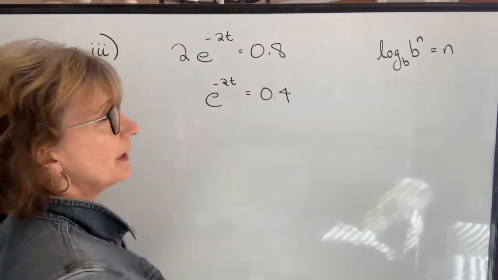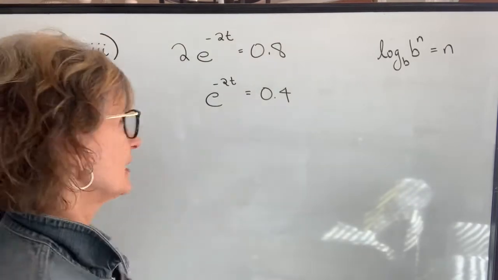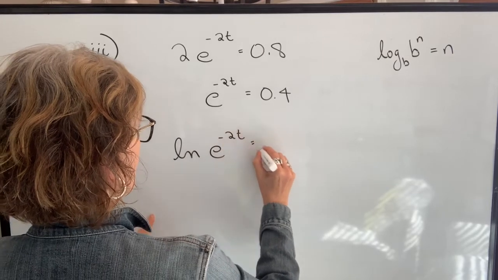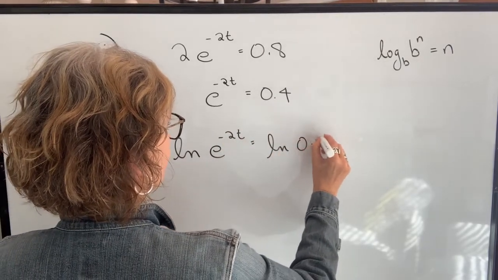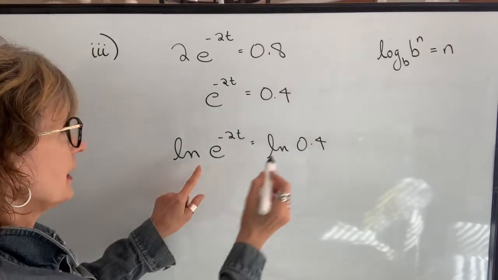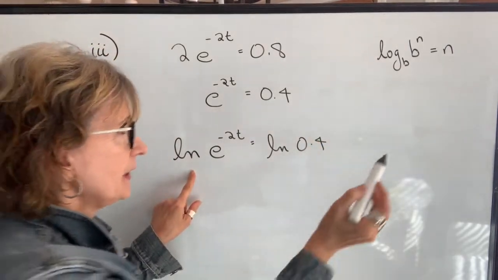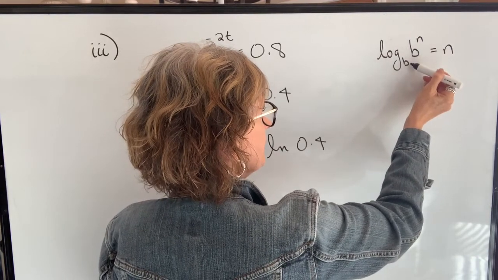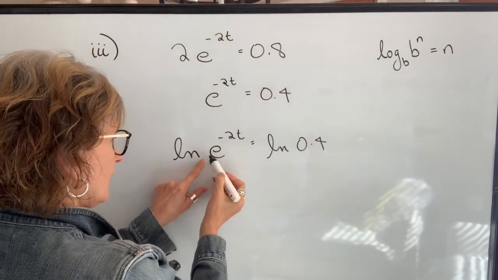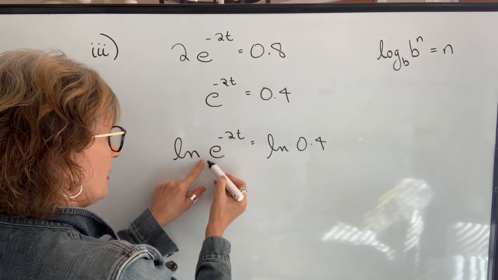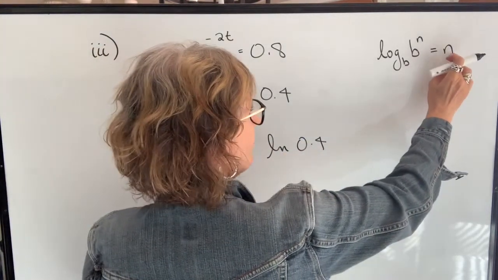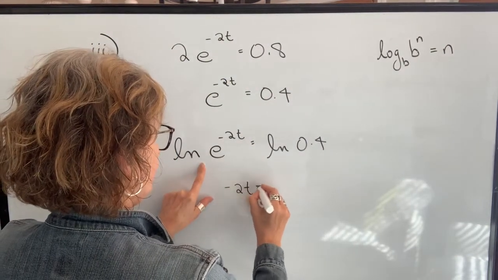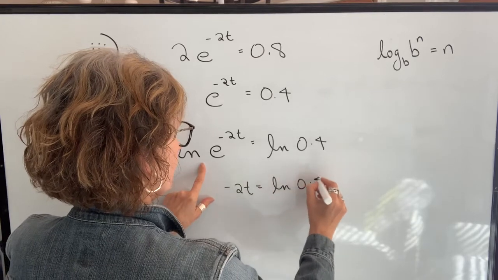Now that we've simplified, we're going to take the natural log of both sides. So the natural log of e to the negative 2t will equal the natural log of 0.4. Again, we're using this property: if we are finding the log of b to the n and our base is b, which is the case here, I'm finding the log of e to the negative 2t and my base is e, that result is just n. So it's just going to be negative 2t equals the natural log of 0.4.